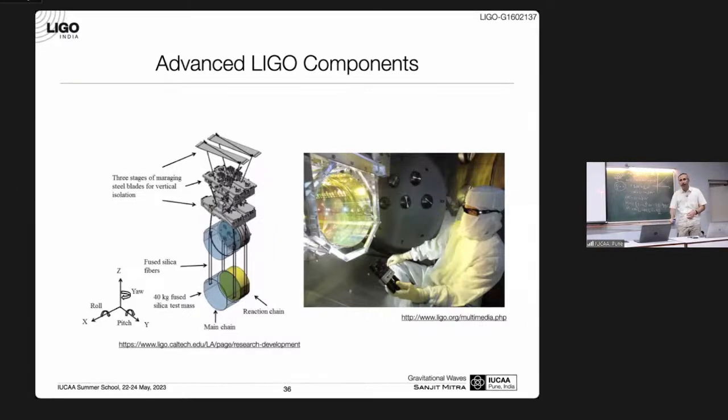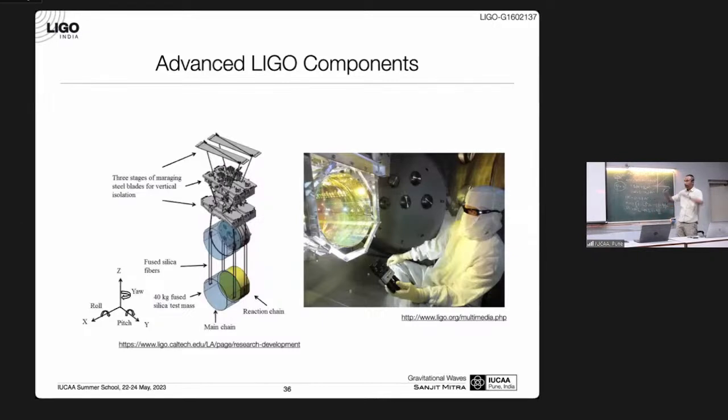But you want a much steeper fall-off. What do you do? You add 3 more stages. So you make it a 4-stage suspension. So these are these 4 stages. Different stages have many other controls and so on. But this is how the mirrors are suspended.